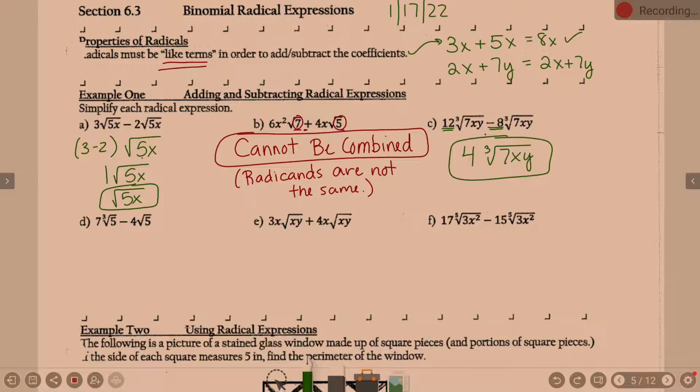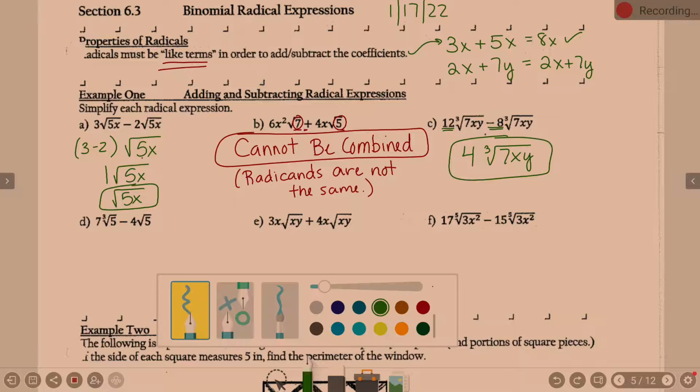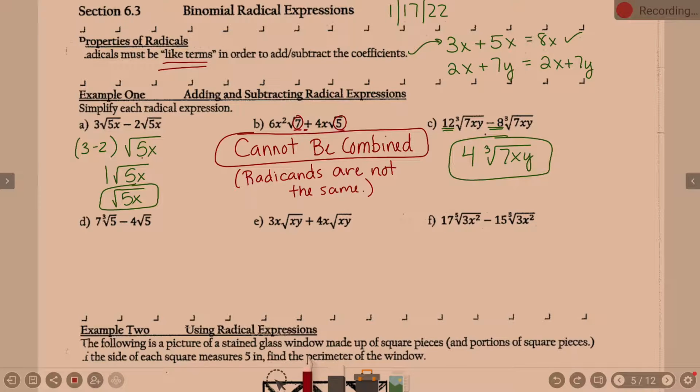Okay, D. 7 cube root of 5 minus 4 square root of 5. What are our thoughts there? Justin? They can't combine. Why not? Because you have a cube root of 5 and a square root of 5. Ah, this guy is a cube root. This guy has the invisible 2 for a square root. Does it matter that they were both 5s under the radicals? Not when we have different roots.